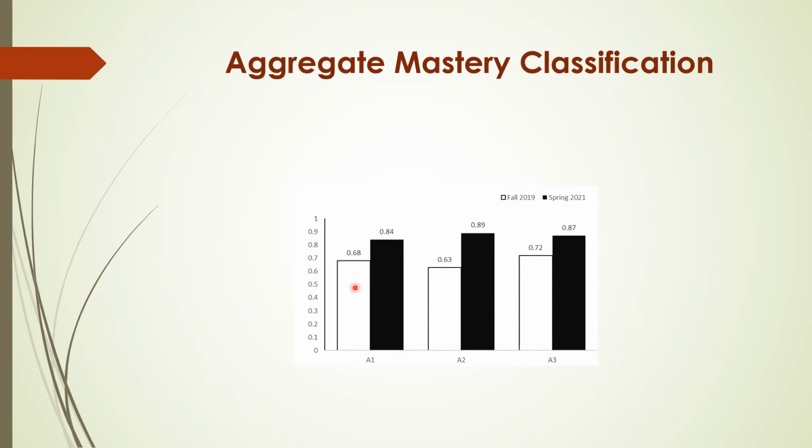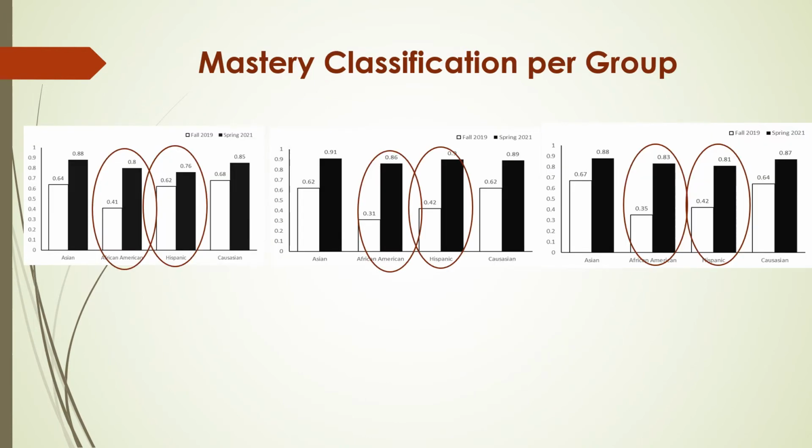As you can see, there seems to be an overall increase in performance across the three wellness goals. The graphs below show mastery performance for the three wellness goals across the different racial and or ethnic groups. So the first graph depicts mastery performance for the first goal. The second graph depicts mastery performance for the second goal, and the third graph depicts mastery performance for the third goal.